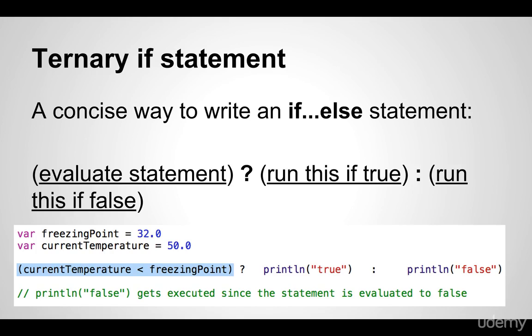So in the example below, you have freezing point 32 and the current temperature that's 50. So as you can see, you have the first statement that's highlighted in blue. It says current temperature is less than freezing point, then the question mark. So it's basically asking, is the current temperature less than the freezing point? And if that's true, then it's going to print true. If not, it's going to print false after the colon, okay? So basically, remember, question mark and colon is what you need here.